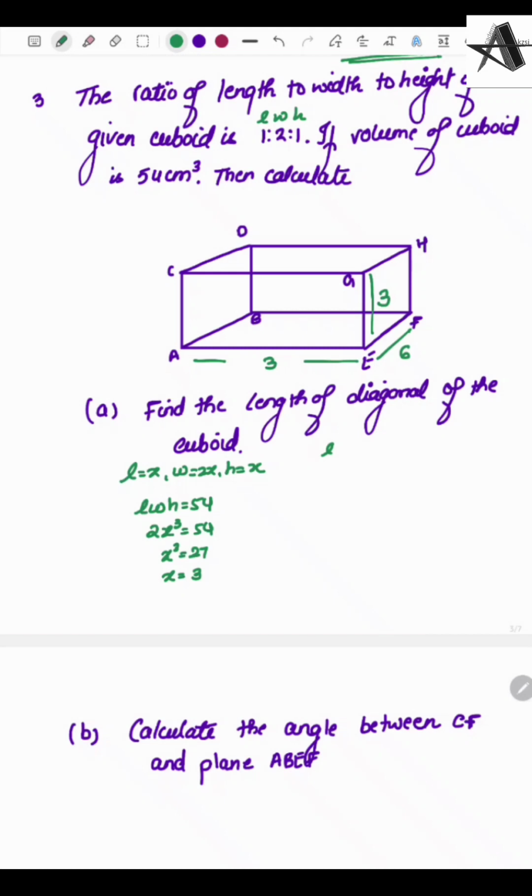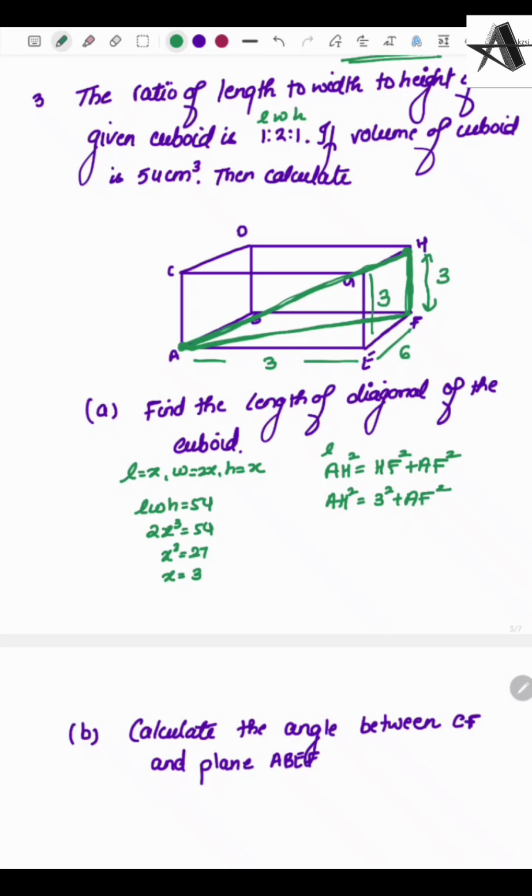To calculate the diagonal, that means A to H, I need to find a triangle. This one is the most relevant triangle, and I can apply Pythagoras theorem. So the diagonal is AH that we have to calculate. AH squared is equal to HF squared plus AF squared. HF is your height, which is 3. So AH squared is equal to 3 squared plus AF squared.